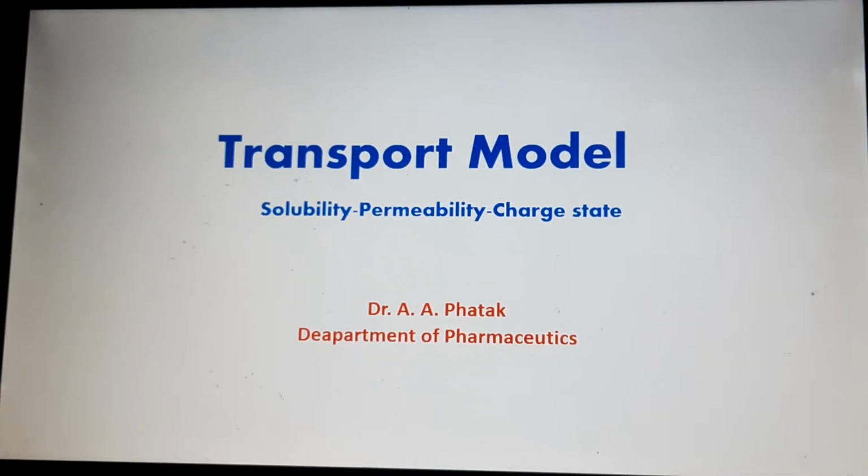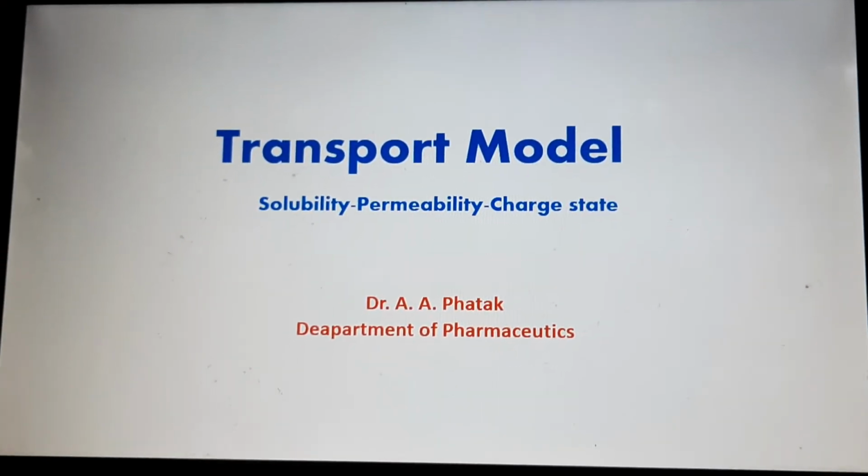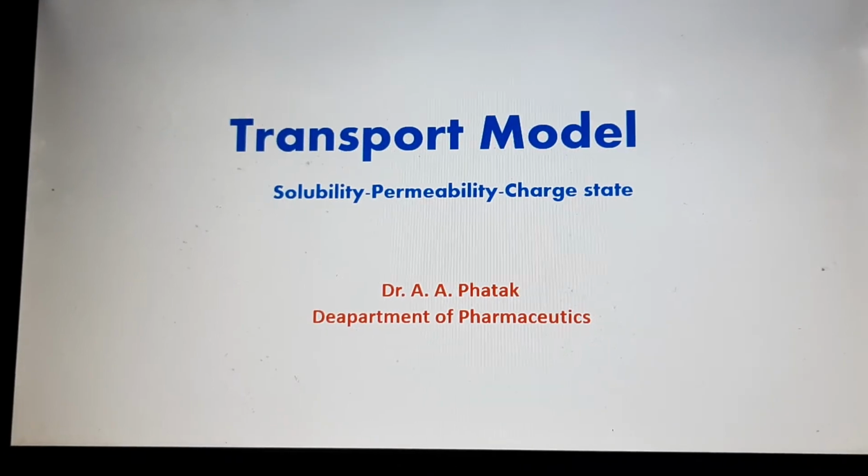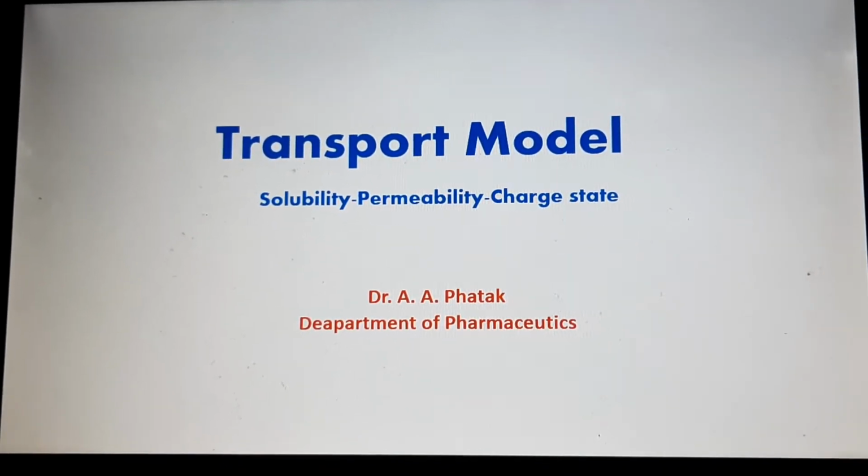Dear students, today we are going to discuss the transport model considering the solubility, permeability and charge on the drug molecule.